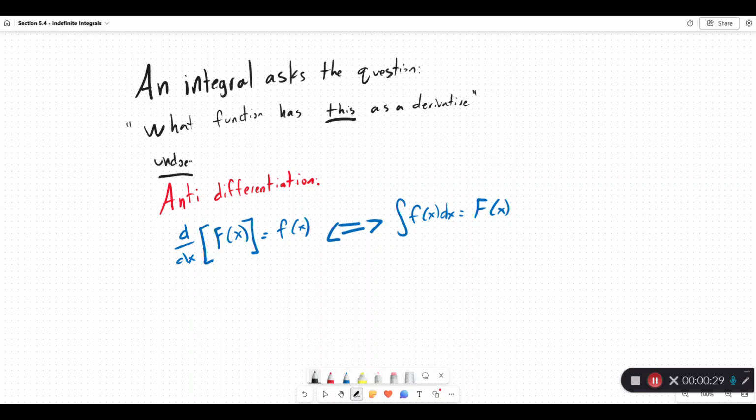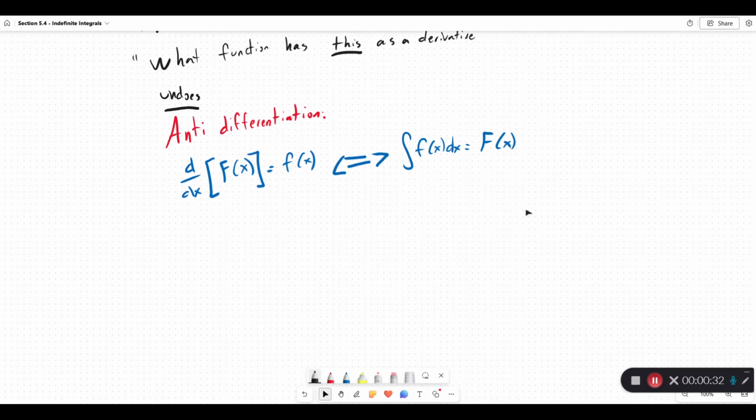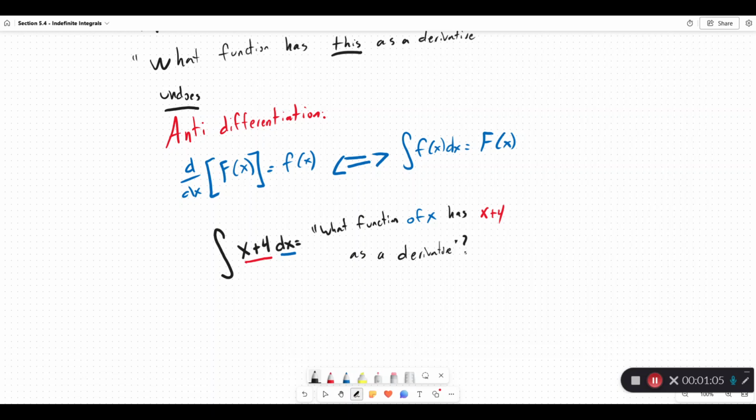Anti undoes differentiation. And so you can say, for example, the integral of x plus 4 dx is asking what function, and I'll point out, of x, has x plus 4 as a derivative. Okay, and you can ask yourself, what function has x plus 4 as a derivative? Well, I can think of one. For example, 1/2 x squared plus 4x.